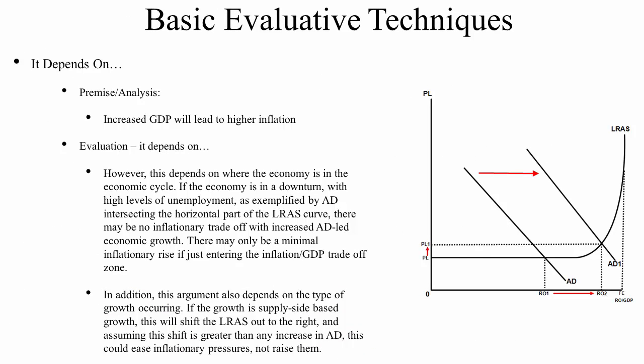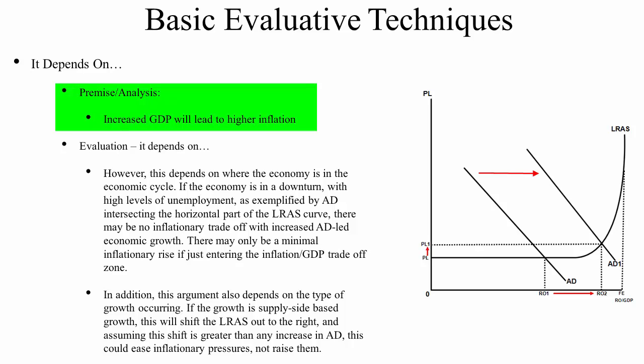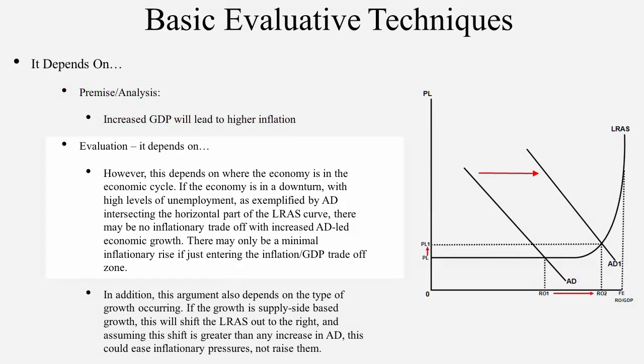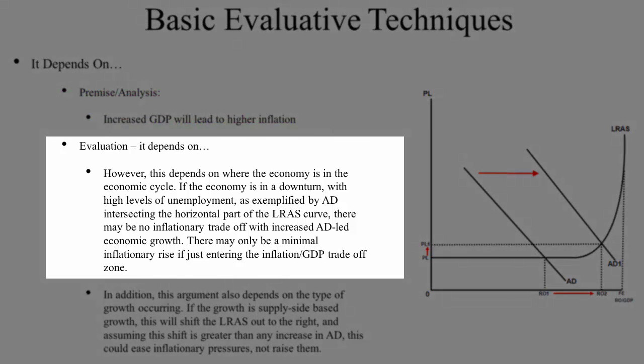In the first of my 4 evaluation videos, we looked a little bit at the "it depends on" rule, but we'll just do it in a little bit more depth here. So "it depends on" just means that we're going to change a variable. So this is where we play around with ceteris paribus in a more overt sense. So let's assume the premise, or the analysis that preceded this, is that increased growth is going to lead to higher inflation. The evaluation is going to say that it depends on a number of other factors. In our first example here, one of the other factors is where we are in the economic cycle.